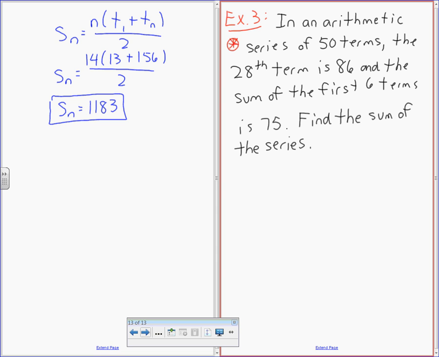Let's list everything that we know. What do we know? Summer, what do we know? Good. So I know that T28 is equal to 86. So I'll write that down here. What else do we know? S6 is equal to 75. There's one other thing that we know for this question. There's 50 terms, so we're looking for S50.